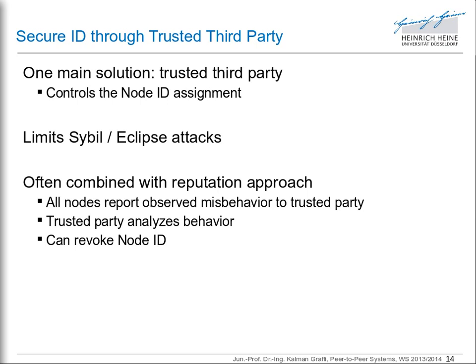Yes, this is an approach to limit Sybil and Eclipse attacks with ID signing methods. Let's assume a trusted third party which controls the node ID assignment. This is, for example, something like an overlay provider, where a potential user can request an ID and the trusted third party provider assigns this ID to a node.